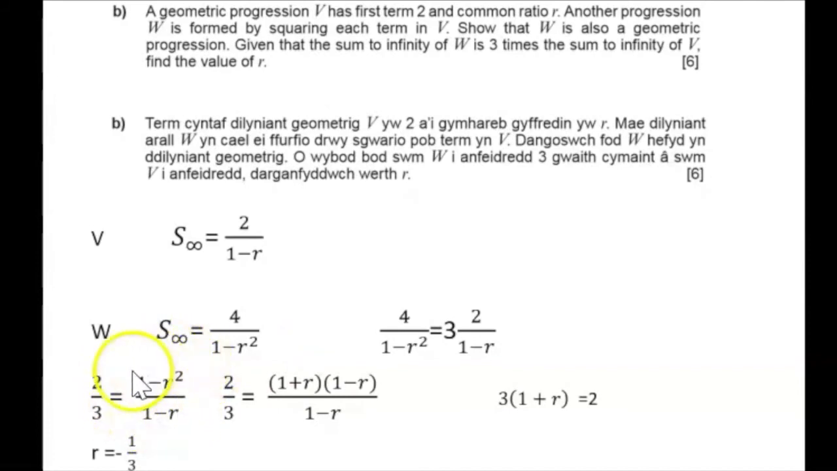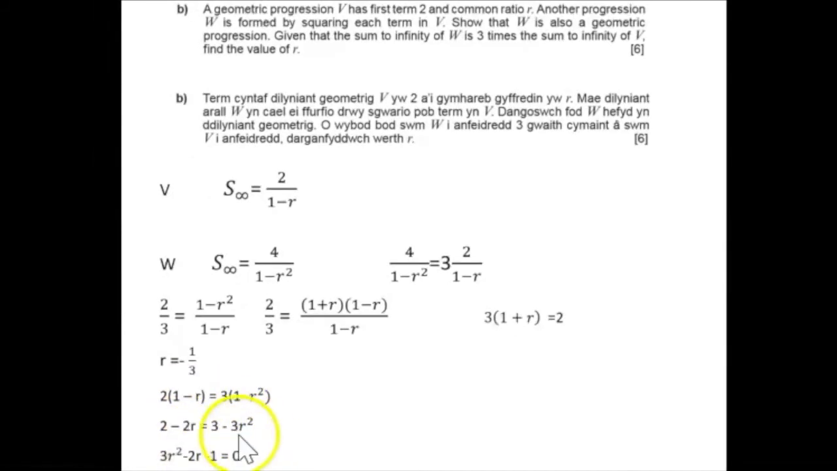Notice if we didn't spot the difference of two squares, as our method made this equation much easier to solve, we would have cross-multiplied here and got 2 times 1 minus r is 3 times 1 minus r squared. So 2(1 minus r) is 3(1 minus r squared), so we get 2 minus 2r is 3 minus 3r squared. Rearranged gives 3r squared minus 2r minus 1 is equal to 0.